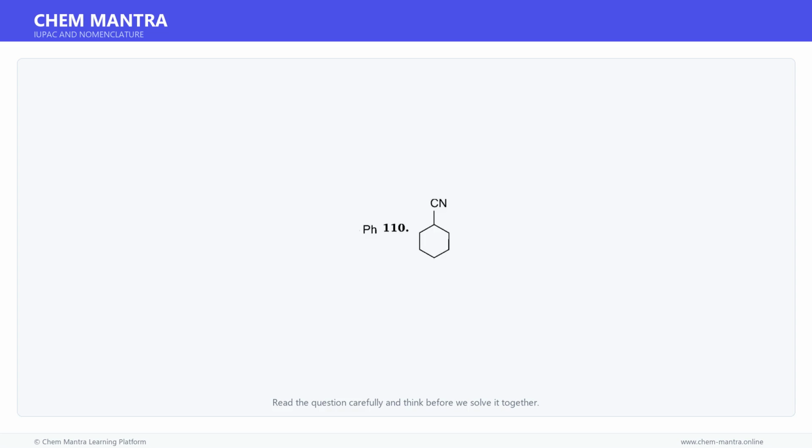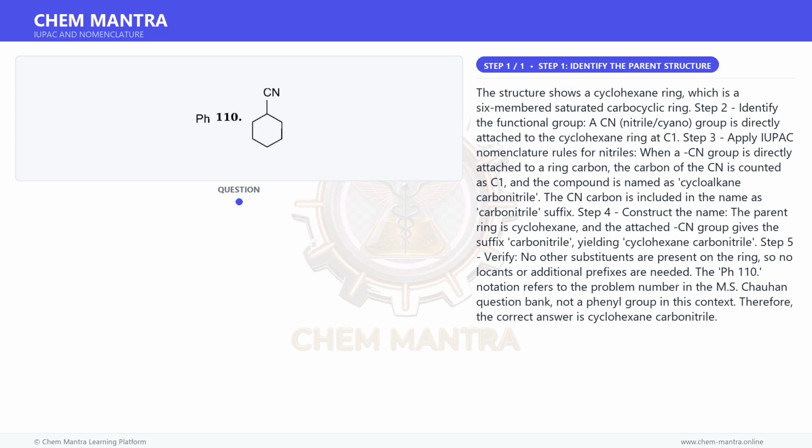Here is a question. Read it carefully and think about the answer. Let us solve it step by step. Let us begin solving this step by step. The structure shows a cyclohexane ring, which is a 6-membered saturated carbocyclic ring.